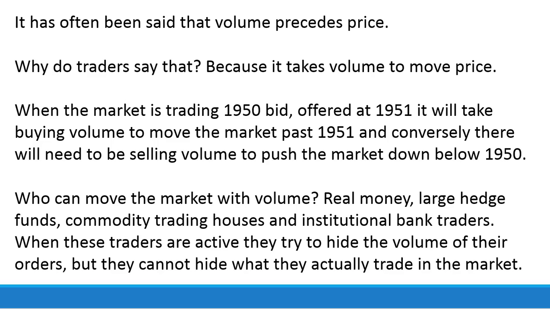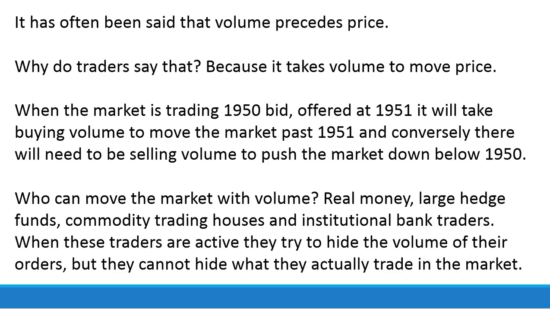So it's often been said that volume precedes price. Why do traders say that? Because it takes volume to move price. The market's not going to move unless someone's trading it. So when the market is trading, 1950 bid offered at 1951, it'll take buying volume to move the market past 1951, and conversely, there would need to be selling volume to push the market down below 1950. If the market's offered at 51, if you're going to trade 52, first someone's got to buy the 51s and then buy the 52s. If we're going to go down, trade 1949, 1948, someone's got to sell the 50s, sell the 49s, to get down to 48.